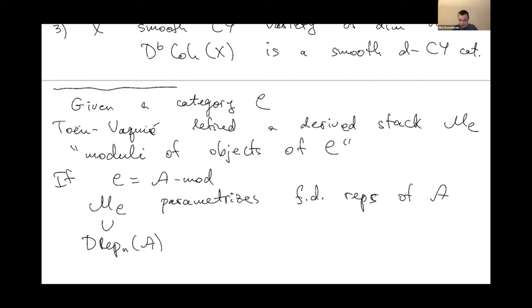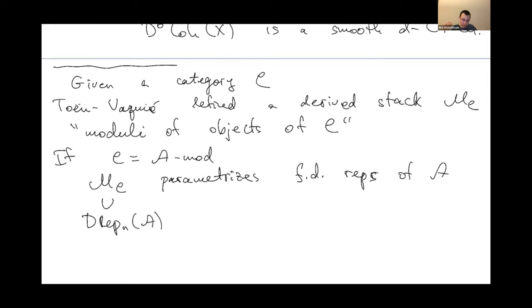And so this is a derived stack, and it has an underlying classical stack. If A is an ordinary algebra, this might still be derived, but every derived stack has an underlying stack, just like every supermanifold has an underlying manifold. And this one exactly parameterizes n-dimensional representations of A. You can imagine if you have generators and relations for A, you can write down some equations of what it means for something to be an n-dimensional module.